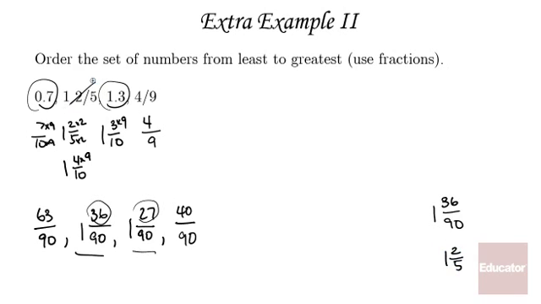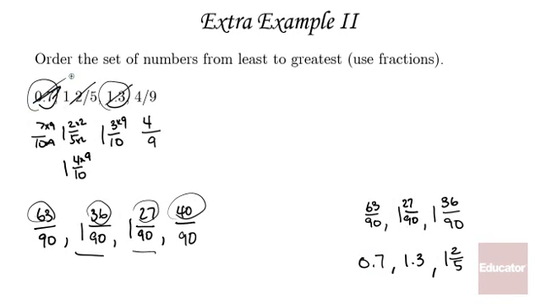Okay, so we're done with this one. Next, we said the 1 and 27 over 90. And that was represented by the 1/3, 1.3. Next, 63 and 40. Yes, the 63 is larger, and that was represented by 0.7. And then lastly, we have 40 over 90, and that was represented by 4/9. So here we've put the original numbers in order from least to greatest by making them all into fractions having the same denominators.